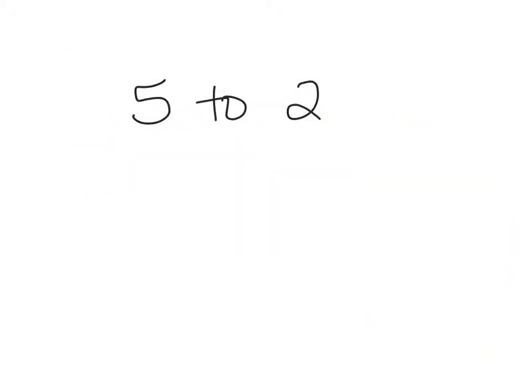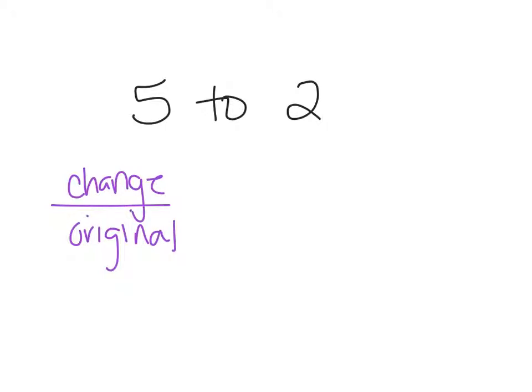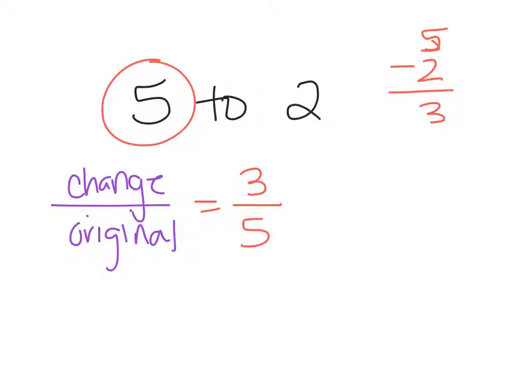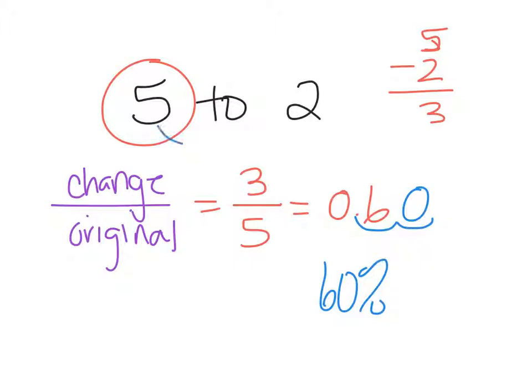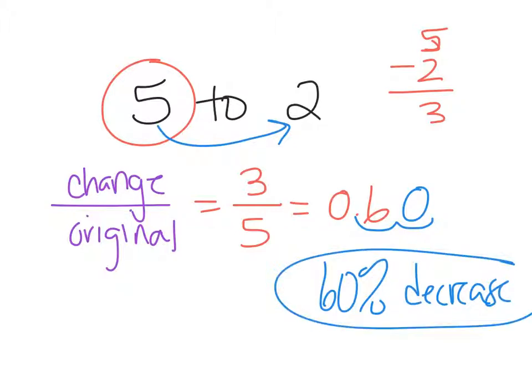All right, let's look at another example. So again, we have change divided by original. In this case, the change is 5 minus 2, which is 3. So our change is 3, divided by the original, which is 5. So we're going to do 3 divided by 5, and we get 0.6. Now we need to change this to a percent, so I'm going to move it 2 places to the right. So I get 60%, and to go from 5 to 2 is a decrease. So this is a 60% decrease.